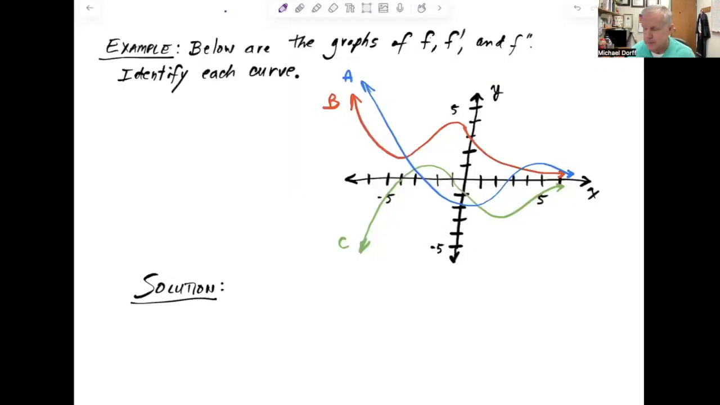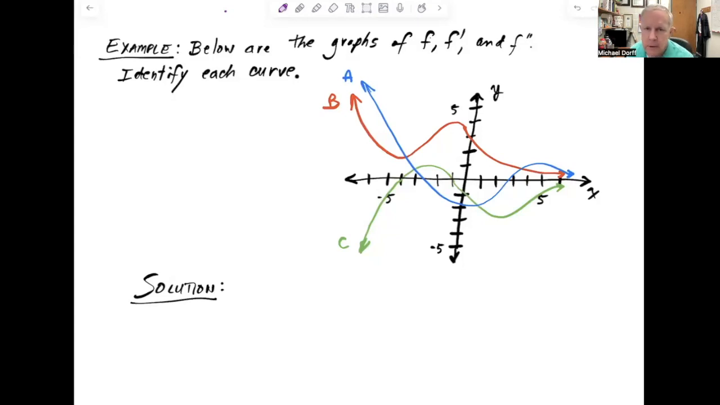All right, so here we have the graph of a function, its first derivative, and the graph of its second derivative. We don't know which is which, but we need to determine which of these lines, A, B, and C, the blue, red, and green one, are the function, the first derivative, and the second derivative. What I would do in this problem is look at where there are valleys and hills.